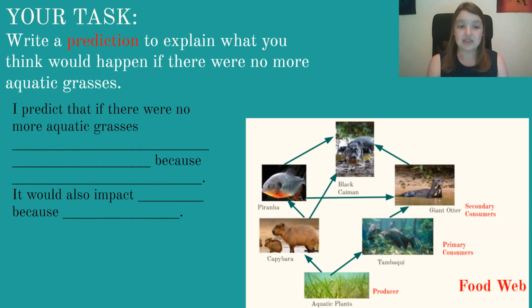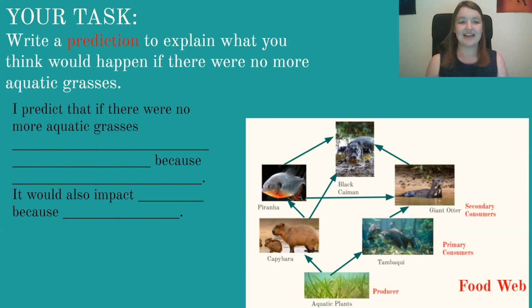I predict that if there were no more aquatic grasses, because it would also impact, because.